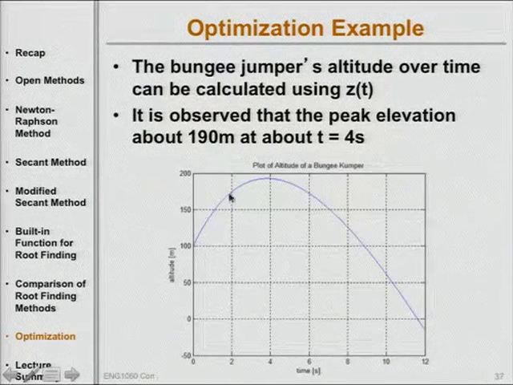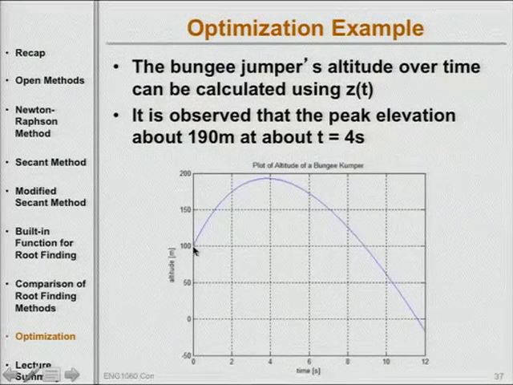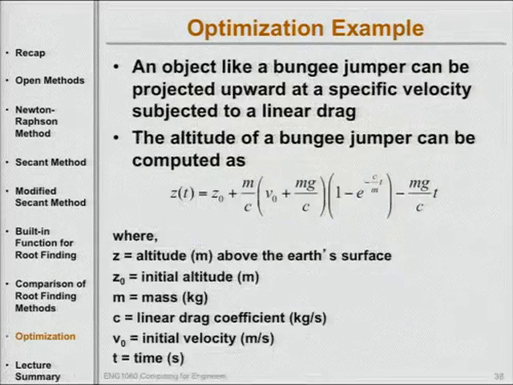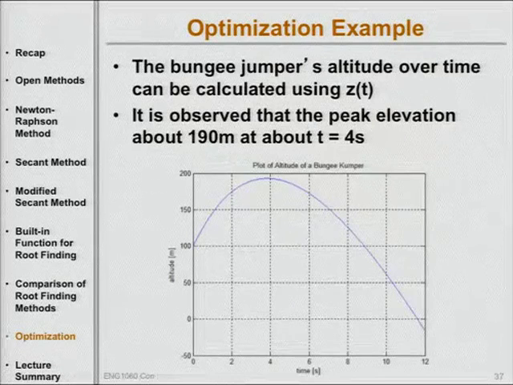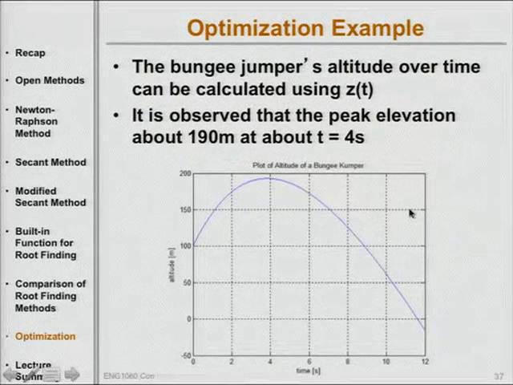Let's just plot the altitude as a function of time. The curve looks like this. So he starts at an altitude of 100 meters. What's his initial velocity? We don't actually know for this particular example. For some reason, he's shot up in the air. He's got drag acting on him. He gets up to the top. Gravity's acting on him, and he comes back down again. What's his peak elevation? How high does he get?